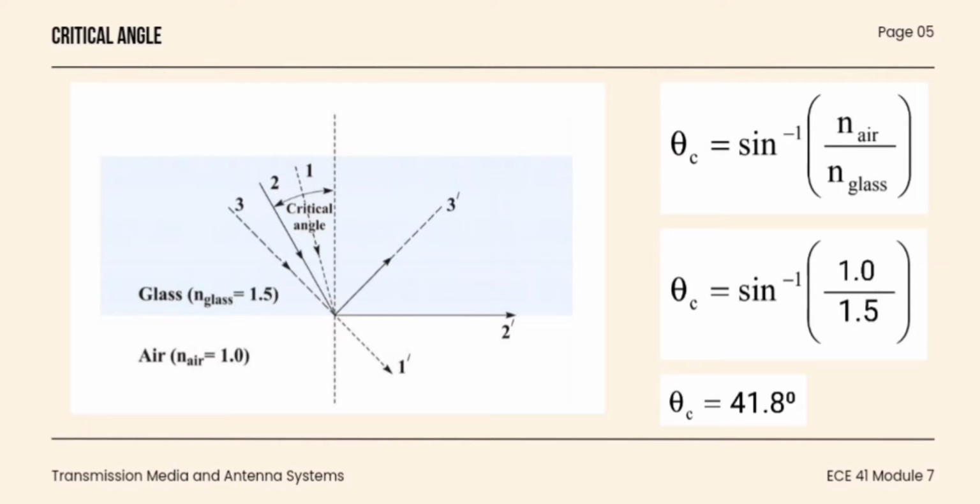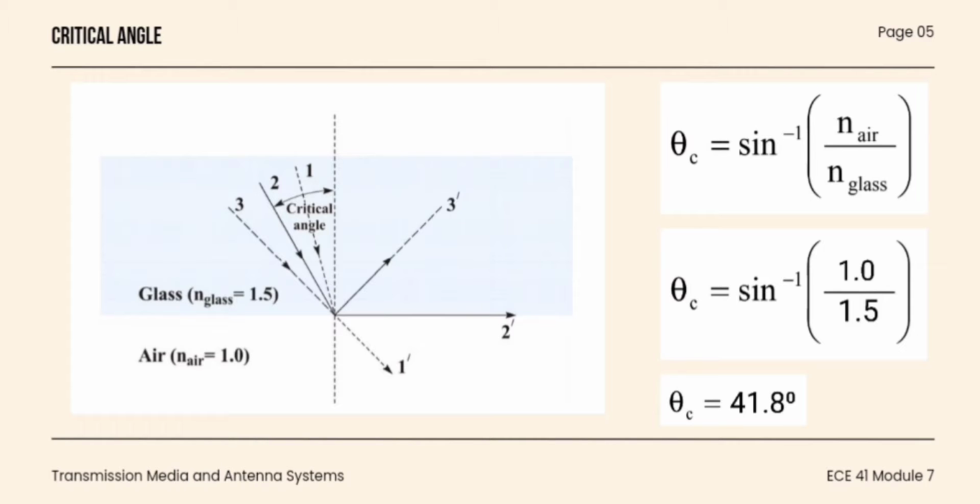The light is refracted when it passes from glass to air. In ray 2 to 2 prime, the angle of incidence equals the critical angle, where light travels tangent to the surface of separation. In ray 3 to 3 prime, the angle of incidence exceeds the critical angle, so light will be reflected back in the glass, that is the total internal reflection.